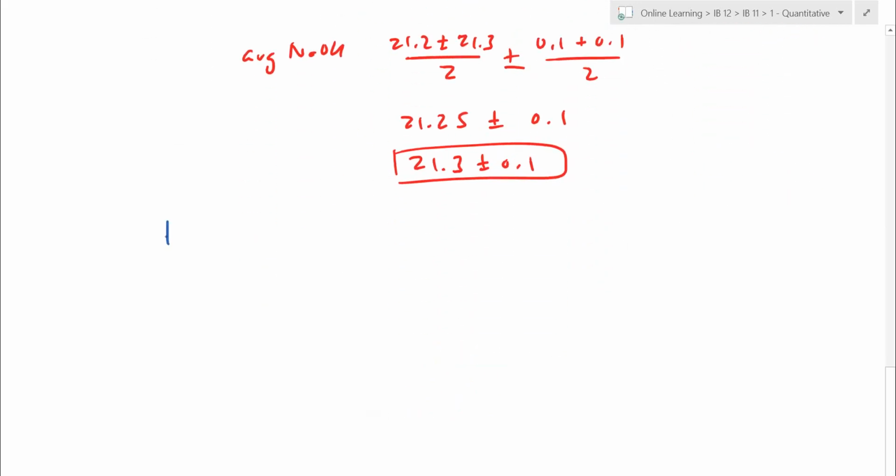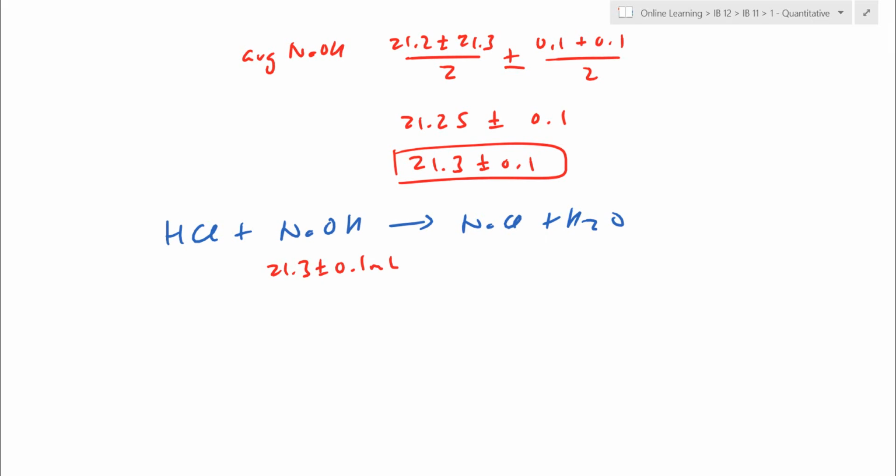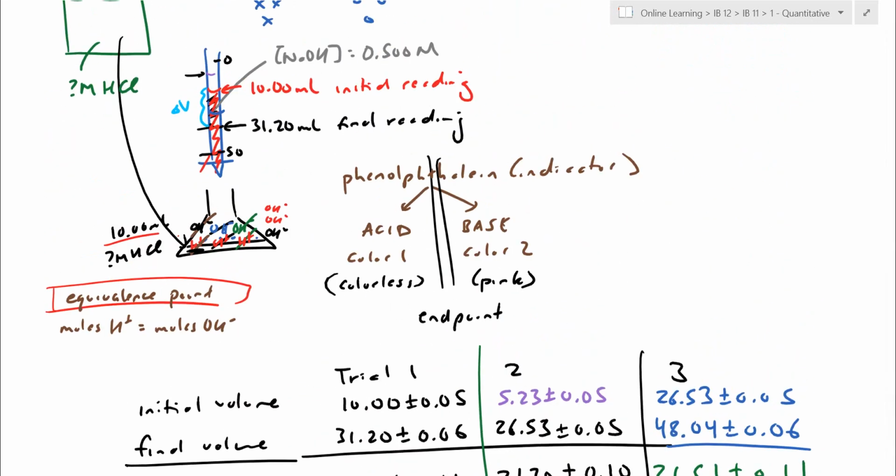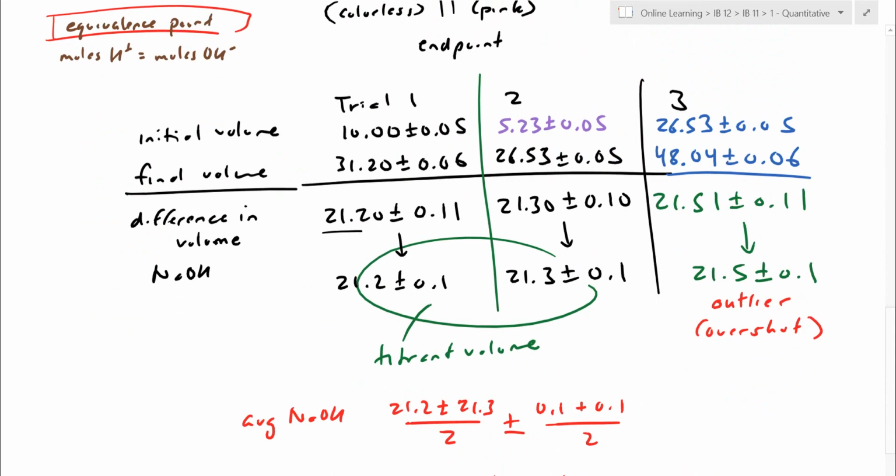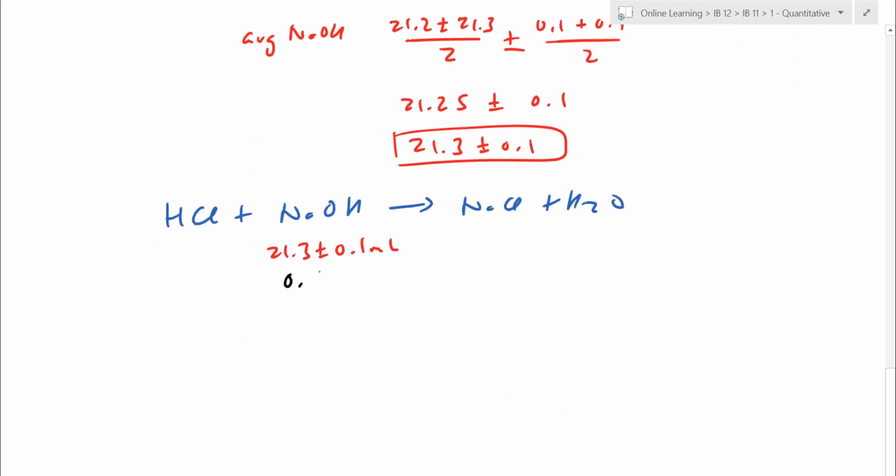So because I already knew my equation, it's HCl reacting with NaOH, becoming NaCl and H2O. Let's make a list of what I know. So the volume of the base is 21.3 plus or minus 0.1 milliliters. Remember I told you for titration, one of them you have to know the concentration. The concentration of NaOH here was given to me as 0.5. So this one is going to be 0.500 molar. I didn't know the concentration of acid.